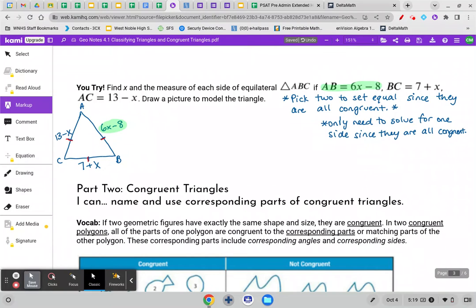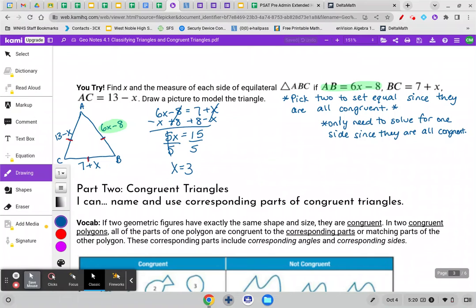Okay, now you will notice I put some little stars over here. We picked two to set equal, so two sides, not all three. Since they're all congruent, you can pick any two sides to set equal. And then once you solve for x, you only need to solve for one side since they're all congruent. So go ahead and do that, and then I'll show you. Okay, so I went ahead and set AB and BC equal to each other. You could have also set BC and AC. It doesn't really matter. No matter what, you'd get the same x value of 3.